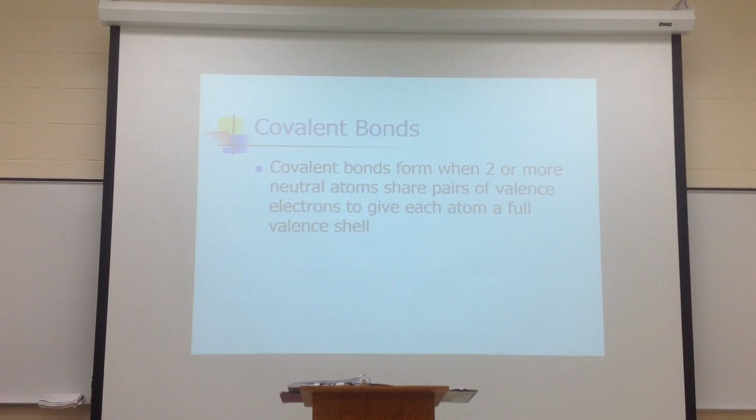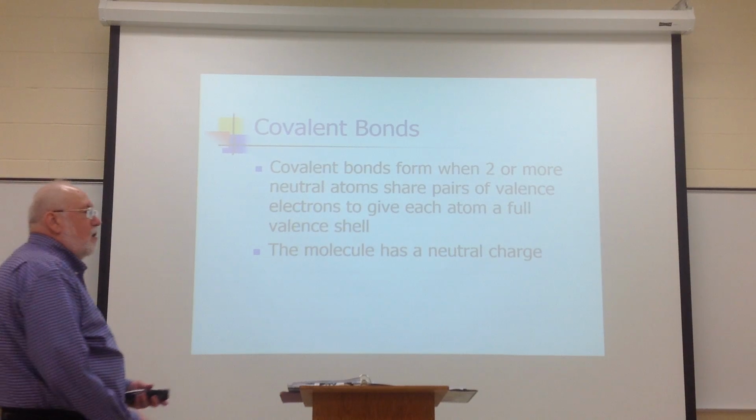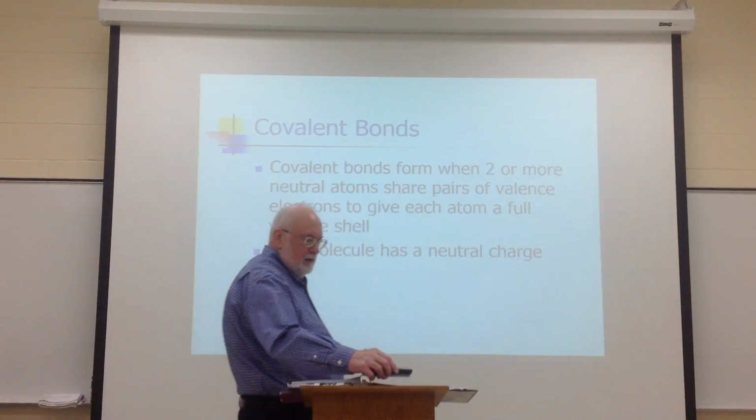So rather than giving them up or taking them, they just come together and they share them. And by sharing pairs of valence electrons between two atoms, they form a bond. That's called a covalent bond. Now, what is the structural formula of a covalent compound? Well, it's called a molecule.